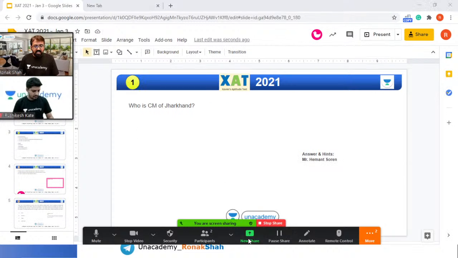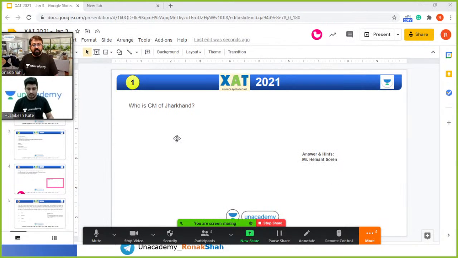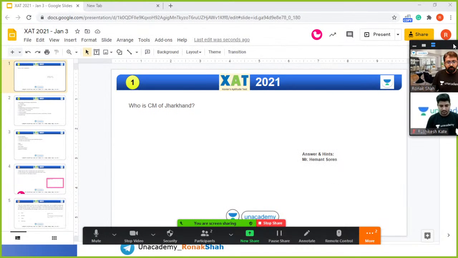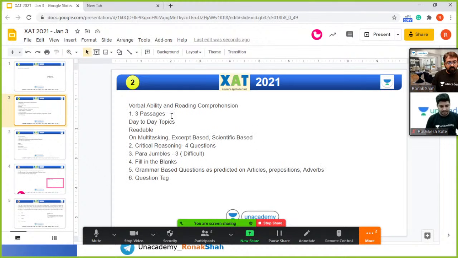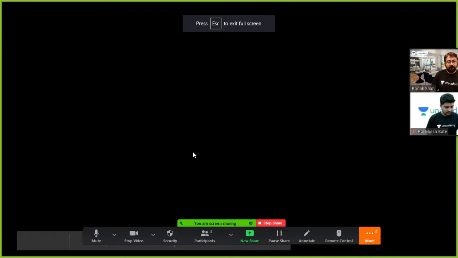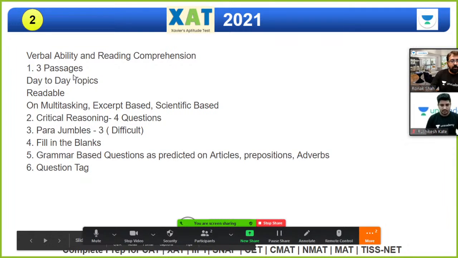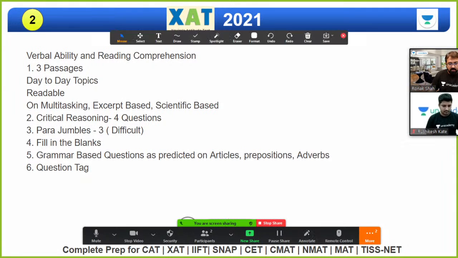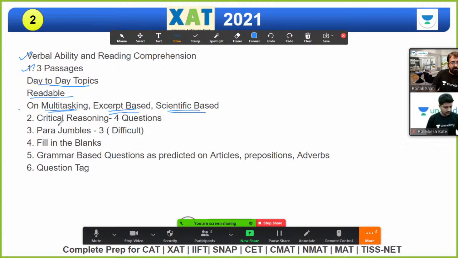So Rishikesh, as you can see on the screen, this is the question. Let me show it to all our viewers. So who was the CM of Jharkhand? That was one question. Then the verbal ability and reading comprehension, as we just mentioned, had three passages. Day-to-day topics, readable, and the theme was multitasking, exam based and scientific based passages, critical reasoning, and we have already discussed this part.